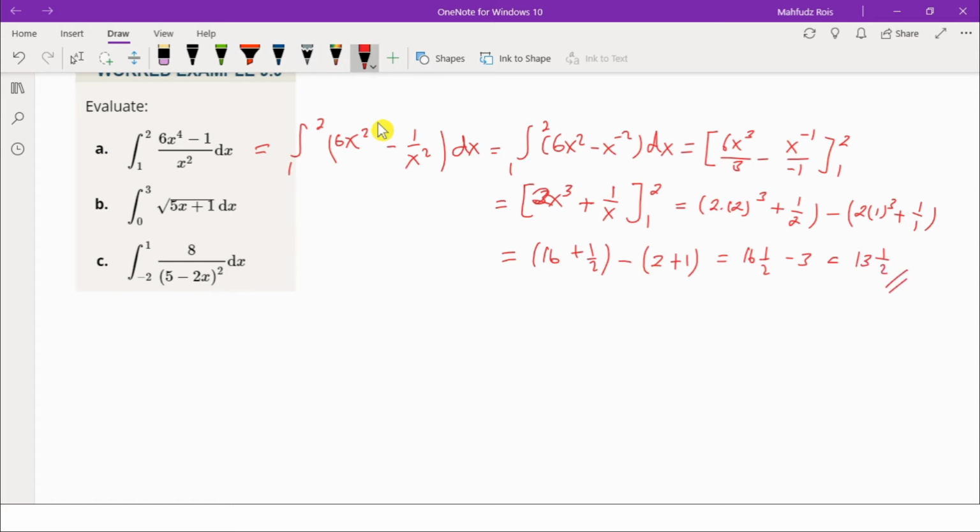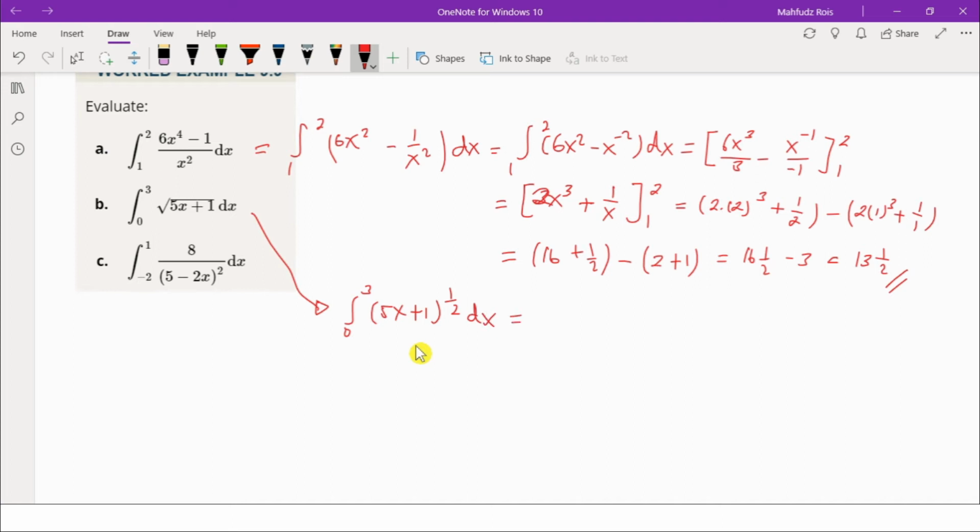Okay, so this is how we can solve this indefinite integral. Okay, b now. Maybe we can do it here. In this integration, square root of 5x plus 1, we can rewrite as 5x plus 1 to the power of half, right, dx.